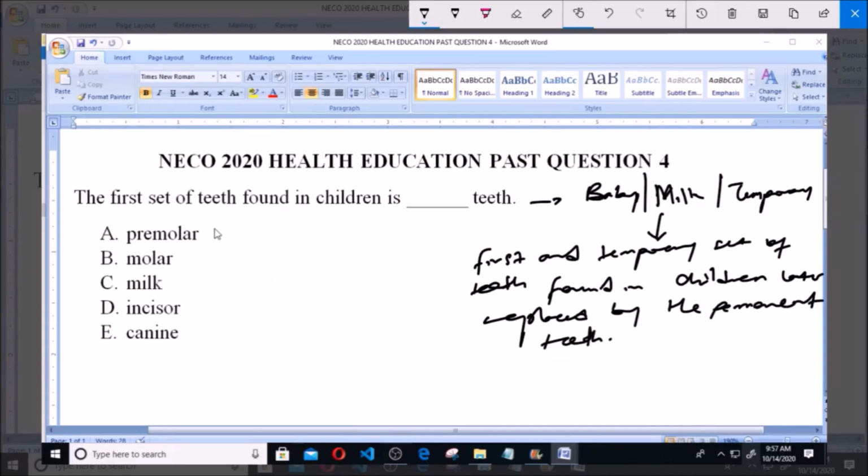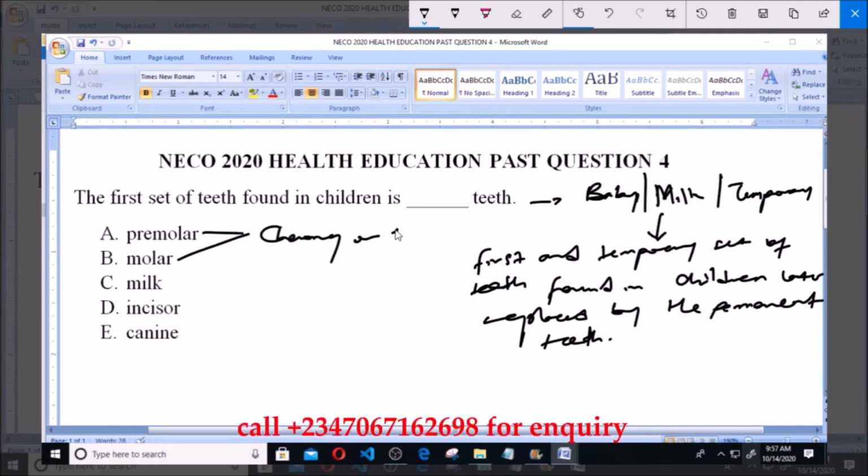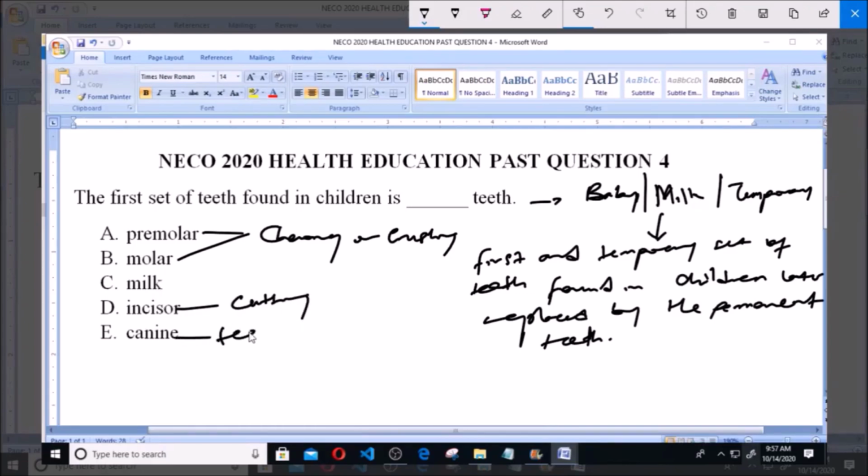Now, if you look at these options here, option A says premolar, B says molar, D says incisor, and E canine. Now, all these are just types of teeth, with their respective uses. The premolar and molar are used for chewing, crushing or grinding. Then the incisor is used for cutting, and then the canine is used for tearing.